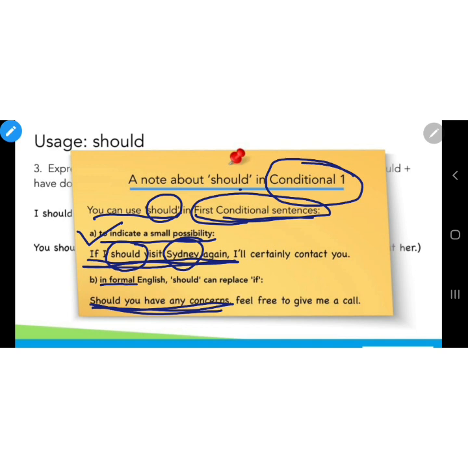Another, in formal English, should can replace if. Should you have any concerns, feel free to give me a call. You can also use if here. If you have any concerns, feel free to give me a call.